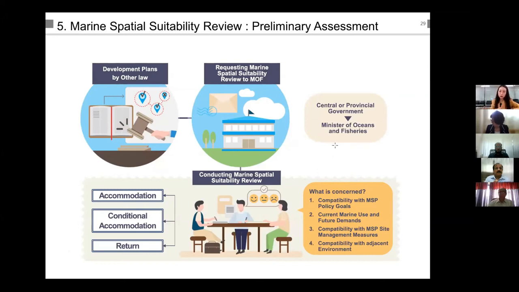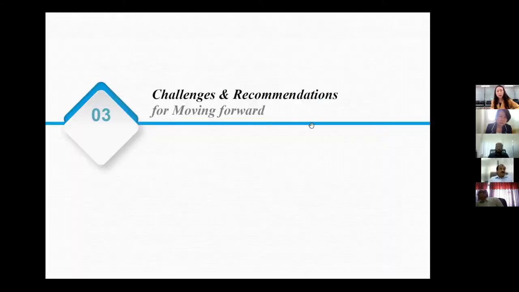Once a plan is developed, we have to validate the feasibility of the plan. So under Korea's marine spatial planning scheme, we have a marine spatial suitability review approach. Once MSP is developed, we can establish development plans accordingly. However, when such development plans are established, the characteristics and features of the marine spatial planning need to be considered. And with this marine spatial suitability review, we review whether or not to go ahead with the development plans.